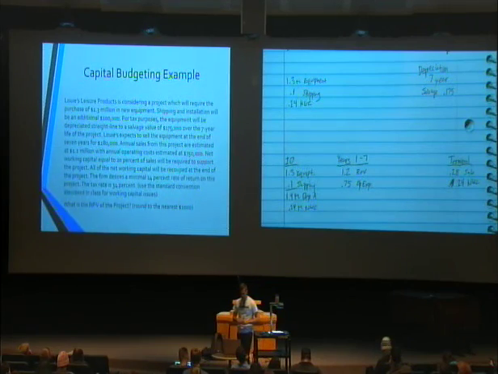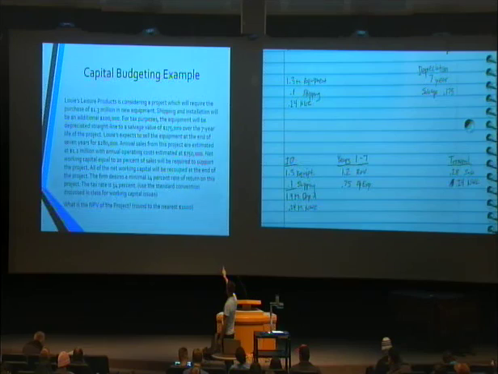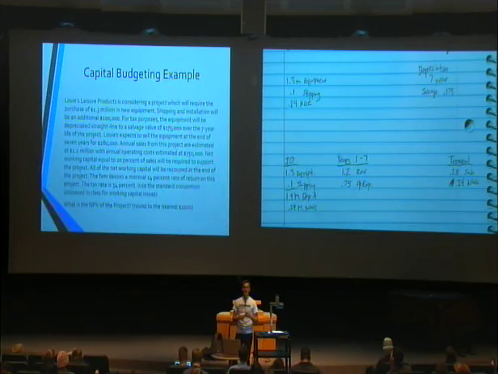So it says in the problem, in the middle, that net working capital equal to 20% of sales will be required to support the project. So we know sales are $1.2 million. It says it somewhere right there. And so 20% of sales is 1.2 times 20%, 0.24 million. Okay.